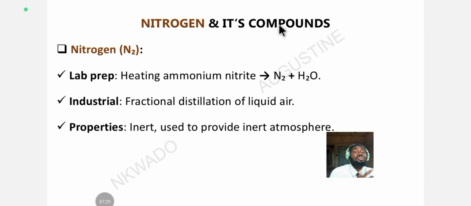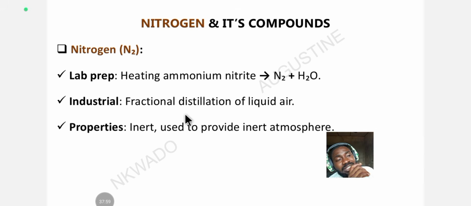Now let's move to nitrogen and its compounds. What's the laboratory preparation of nitrogen? Nitrogen is prepared by heating ammonium nitrate. Remember, ammonium nitrate is a very unstable salt. So when you heat ammonium nitrate, it decomposes to form what? It decomposes, releasing its components to form nitrogen gas and water.